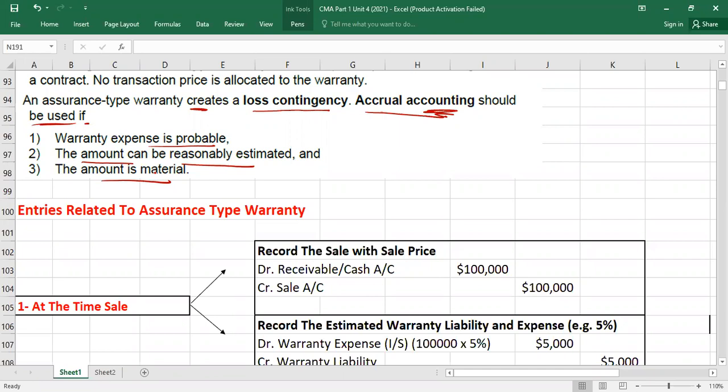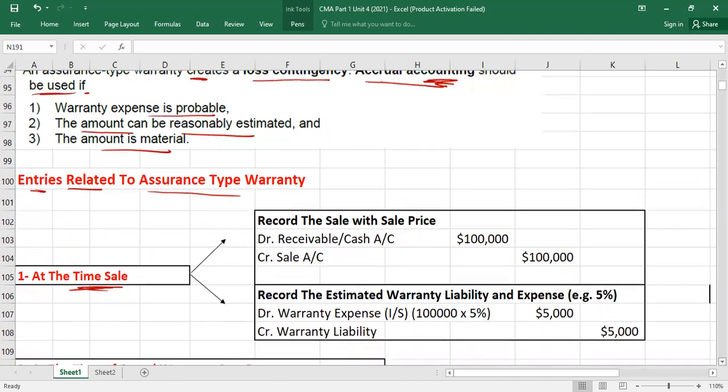And how it is going to work, let me help you with the help of examples. First, I will explain the double entries, what entries you will pass, then we will apply these entries through the question. And then I will tell you how MCQs will be tested. So here we go. First of all, entries. Being a student, you also need to be aware of the double entries, entries related to assurance type warranty. Right? First of all, now assume you are sitting at the time of sale.